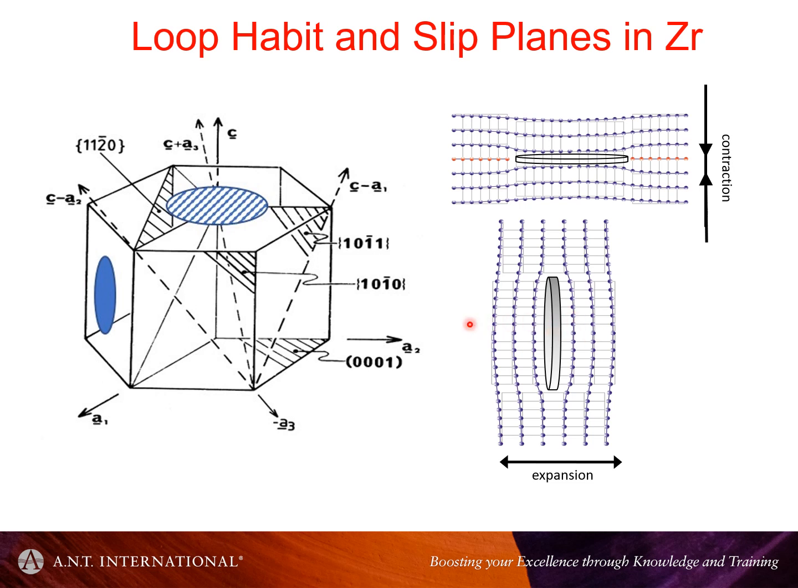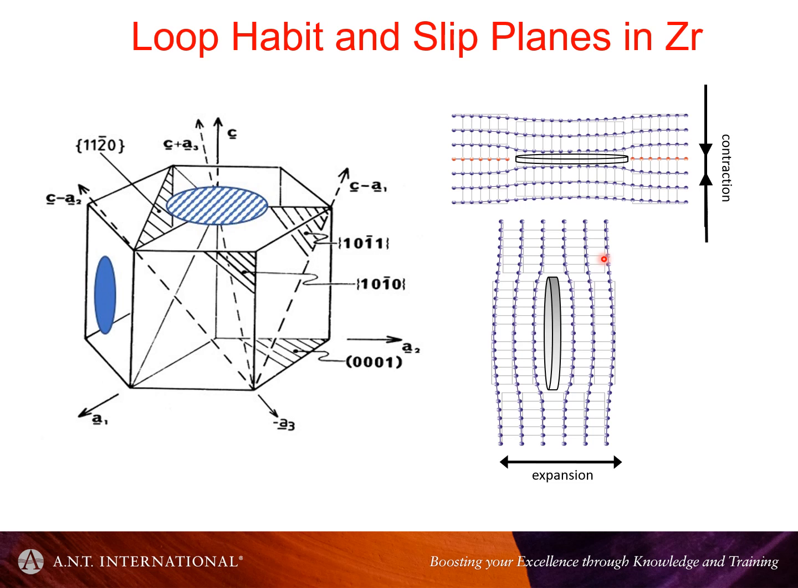Probably there's always a mix of interstitial and vacancy. And here's a vacancy defect. And for this case, on the basal plane, the vacancies accumulate, and they give rise to a contraction of the lattice perpendicular to the c-axis.